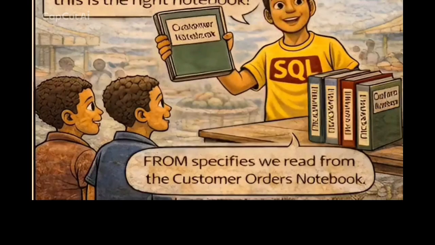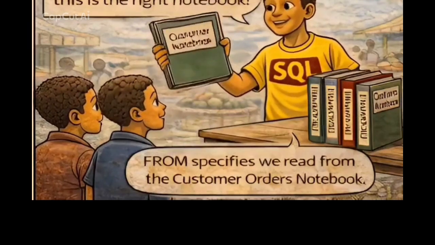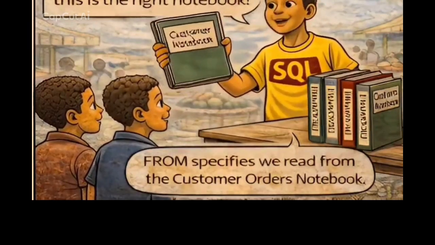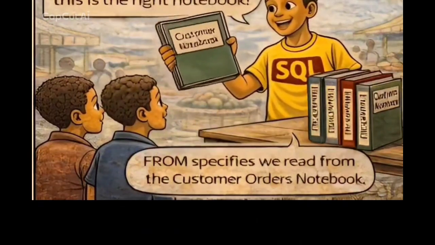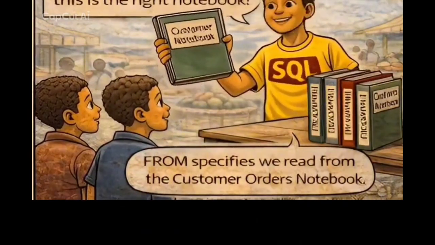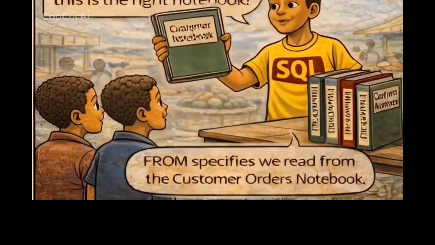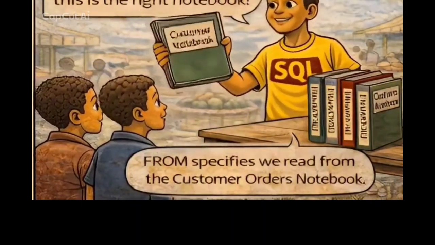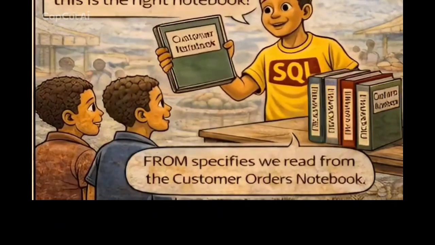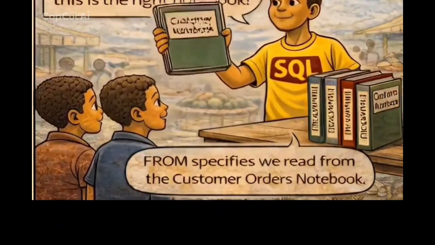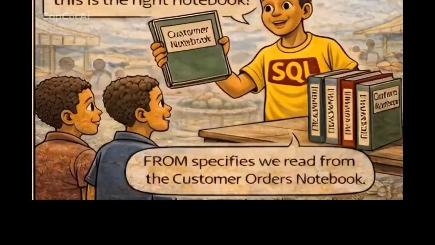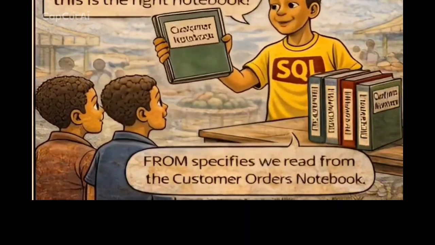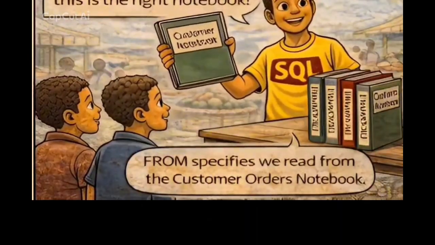My mom has 4 different notebooks in her market stall. The first notebook is the customer orders notebook. This notebook records what customers ordered. The second notebook is the sales information notebook. That one records how much money she sold for the day. The third notebook is the restock notebook. That one tells her when she needs to buy more tomatoes and fish. The fourth notebook is the thrift notebook where she records her savings. You see, explorers. Each notebook stores different kinds of information.